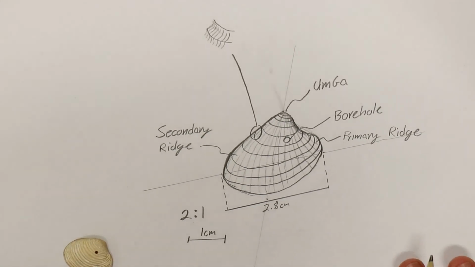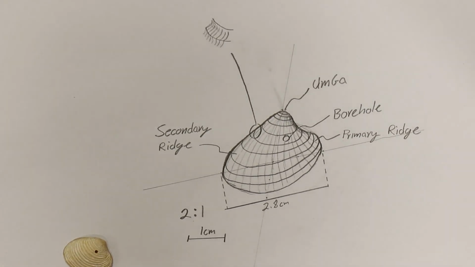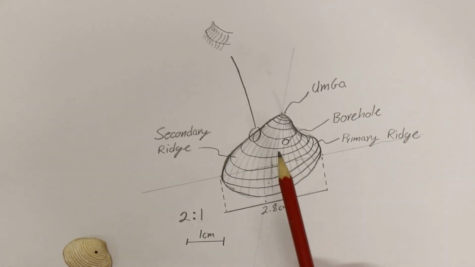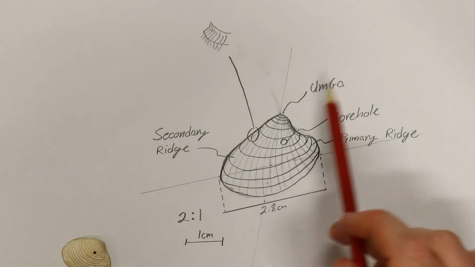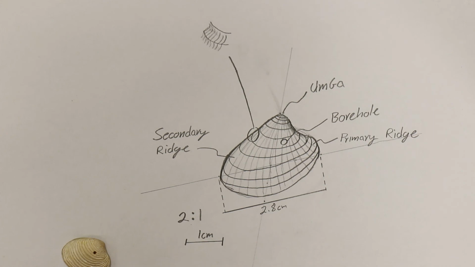And so overall, that's not a bad diagram. However, we typically annotate a lot more. However, for the purpose of your assignment, I will not be giving too much away other than the umber and that little borehole.